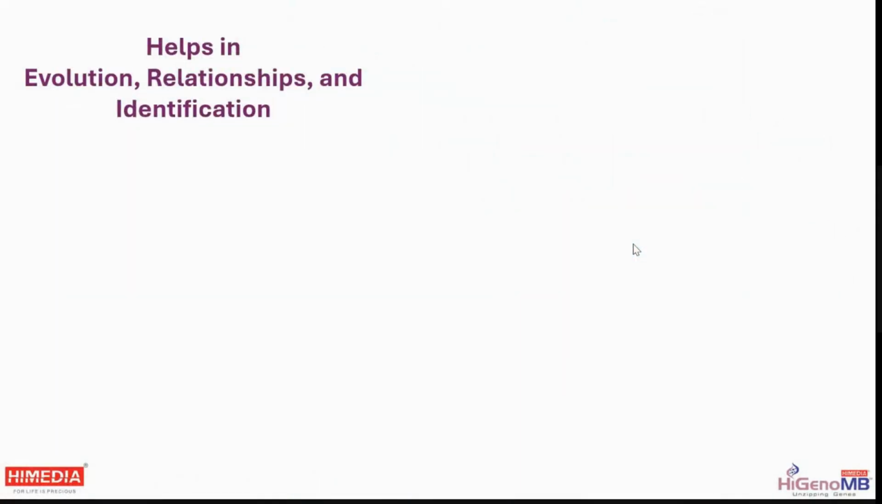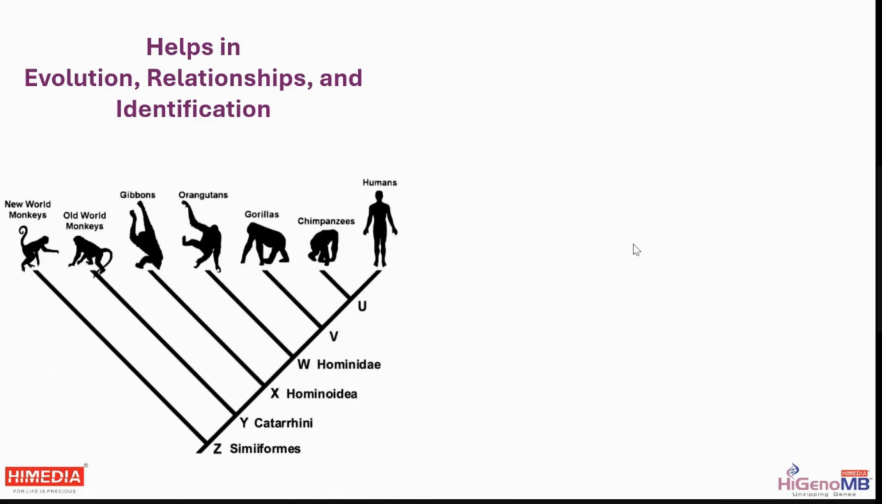If I talk about its exact application, what we are using day to day, it helps in understanding evolution, understanding the relationship between two organisms or two persons, and also identifying them. As you can see here, there is a phylogenetic tree, known as a phylogeny. The phylogenetic tree is made here, where you can see the picture of a human and its placement at this point. Normally, we say that monkeys are our closest ancestor.